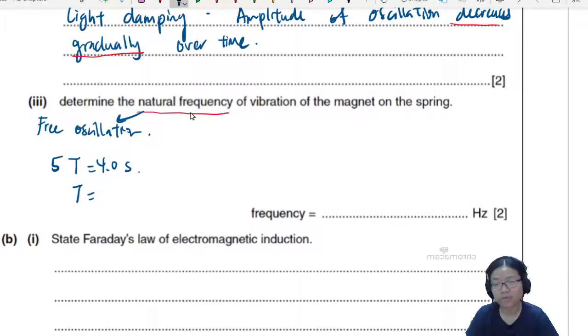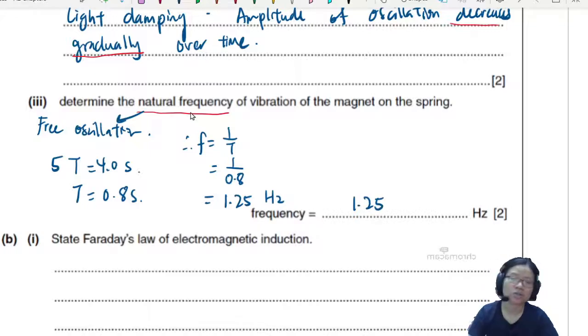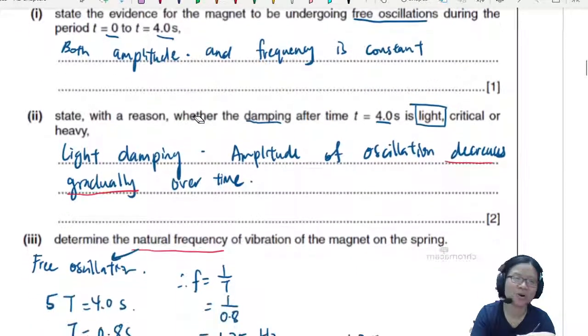So you could find your T at 0.8 seconds. Hence, frequency is 1 over T, 1 over 0.8, that will be 1.25 hertz. So this question, you kind of have to relate back to oscillation. Essentially, part A is all about chapter 13.